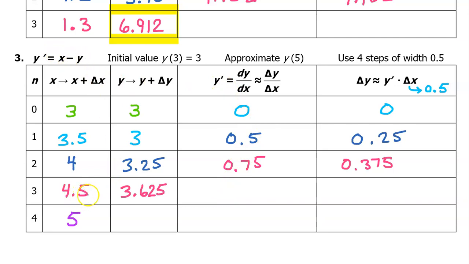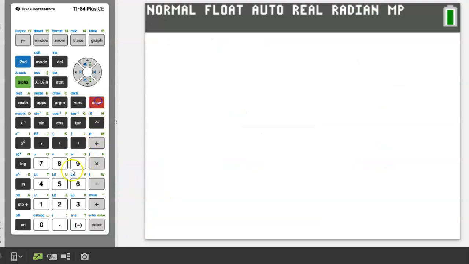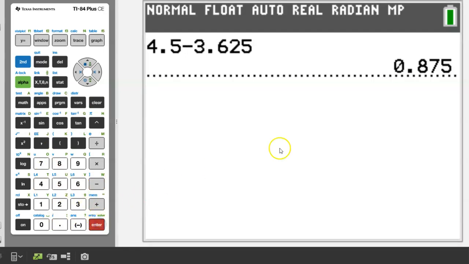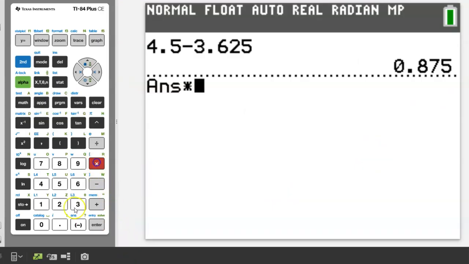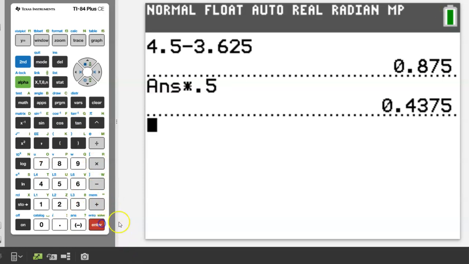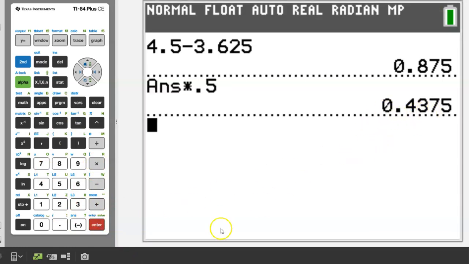One more time. We need y prime, which is x minus y. So we need 4.5 minus 3.625. That is 0.875. Next we find delta y by multiplying y prime times delta x. So 0.875 times 0.5 gives 0.4375.